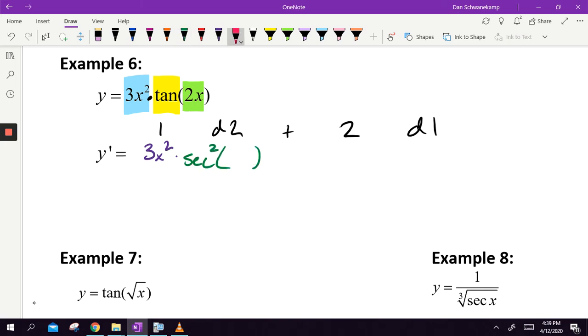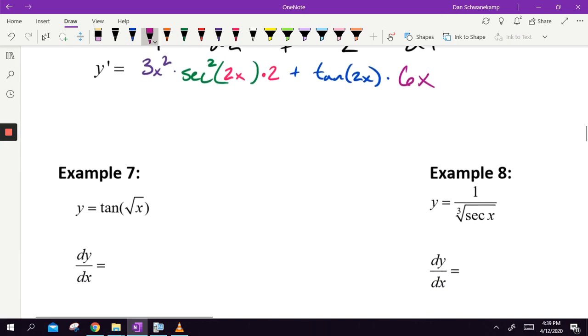That's the derivative. So I'm doing chain rule here because I'm doing the derivative of this thing. So I took the derivative of the outside. I rewrote the inside times the derivative of the inside, plus second times the derivative of the first. The derivative of 3x squared is 6x. Done.